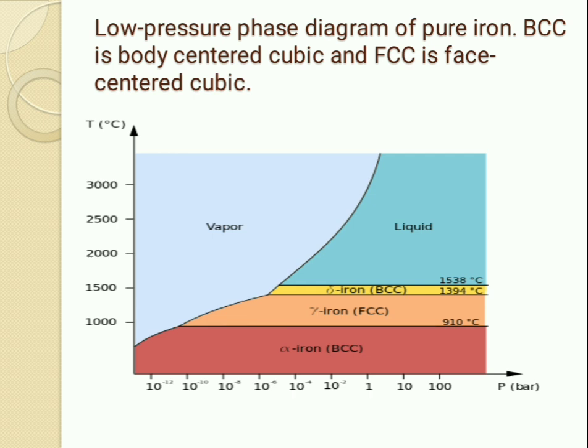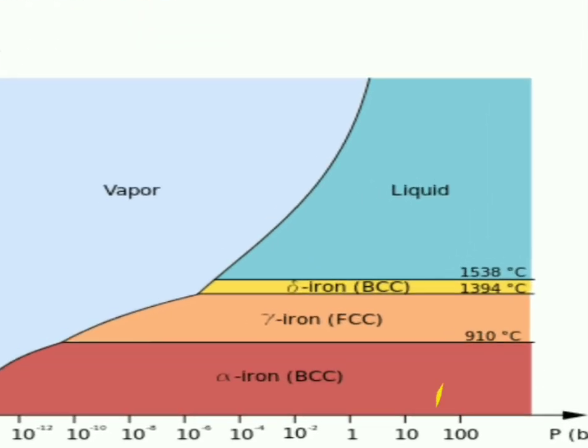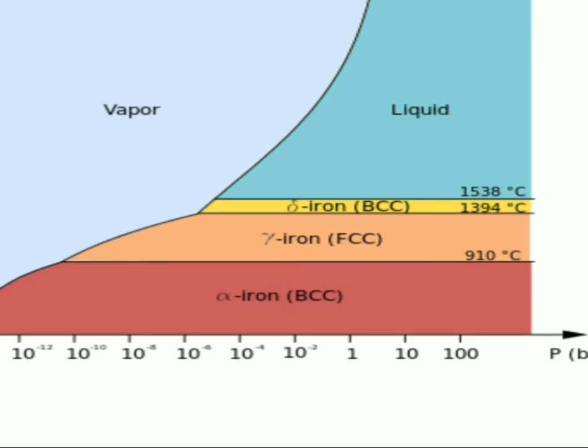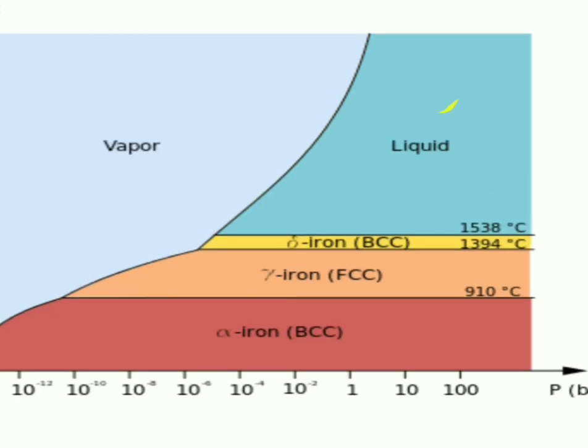Now one more property that iron has is that it has various allotropes. And what is an allotrope? Various crystal structures at various temperatures. So from the diagram we can see here, above 1539 degrees Celsius, which is the boiling point of the iron, it is in the liquid form.